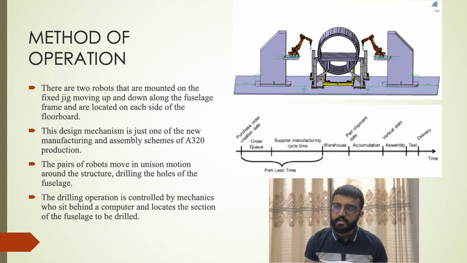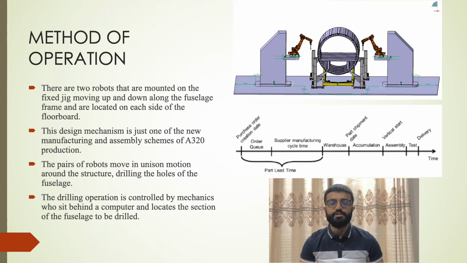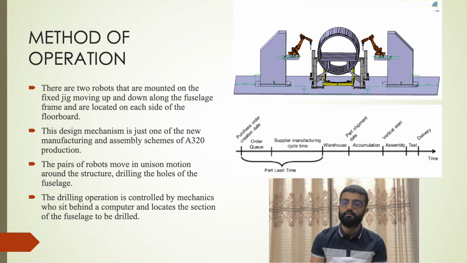Moving on to the next slide, I will be explaining the method of operation. There are two robots that are mounted on the fixed jig moving up and down along the fuselage frame and are located on each side of the floorboard as seen on the diagram. The hydraulic jig holds the aircraft fuselage and acts as a positioning gauge as the robot arm fully extends. Once the number of holes in the fuselage has been completed, the hydraulic jig moves to the next step of the assembly line where the fuselage goes for inspection as seen in the production flow image.